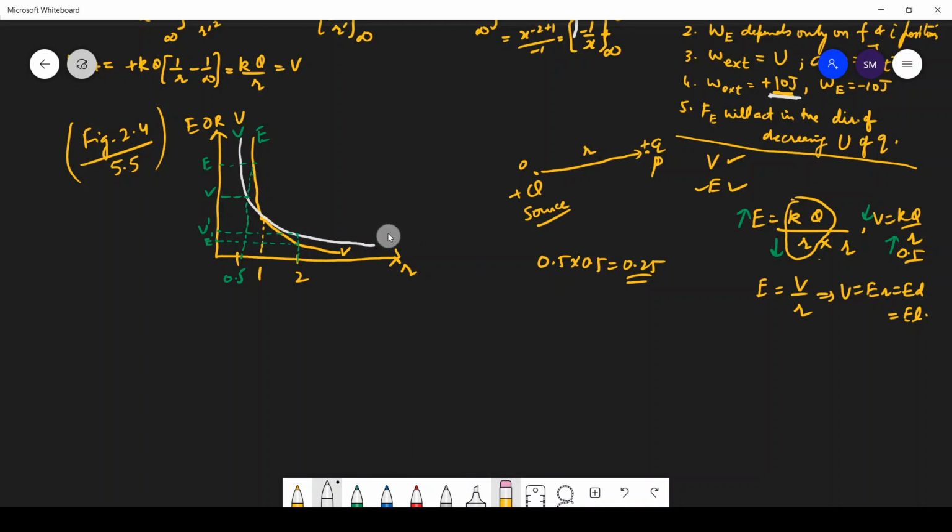So this graph can be anywhere, as for other relations also. This is the graph of 1 by R, which is V, and this one is of E, the graph of 1 by R square. So the electrostatic field is inversely proportional to R square, and V is inversely proportional to R.